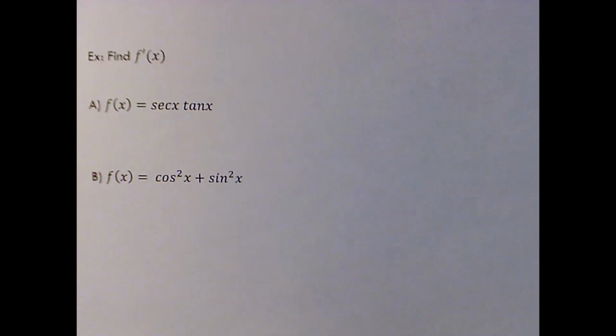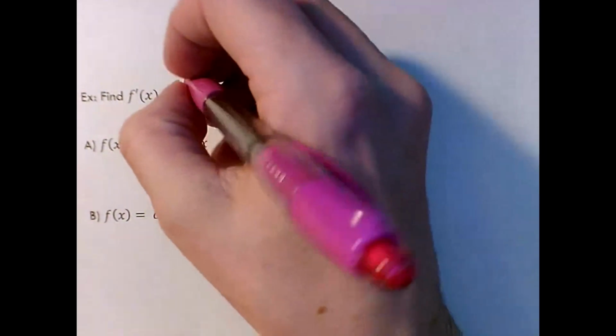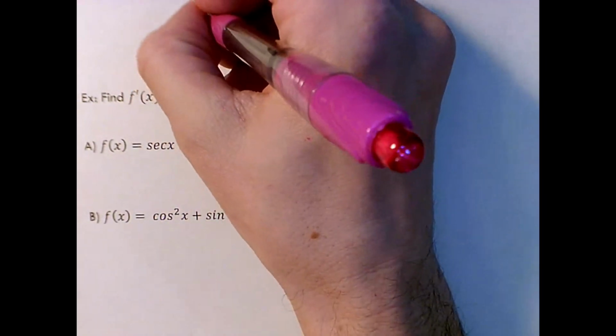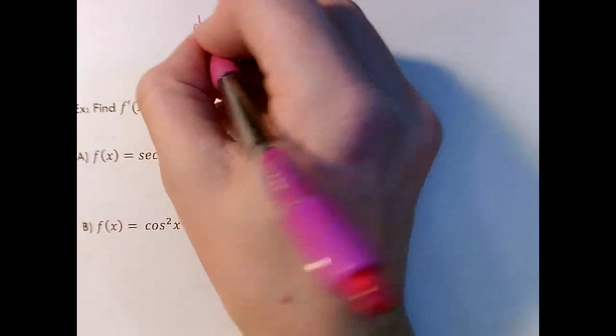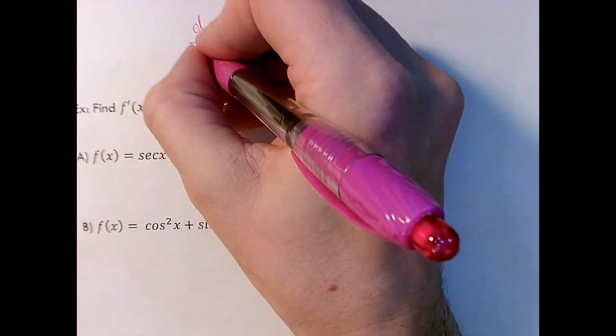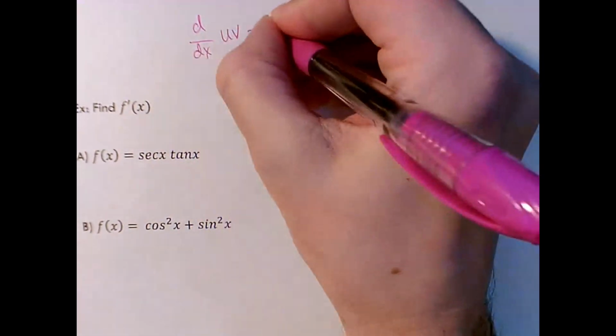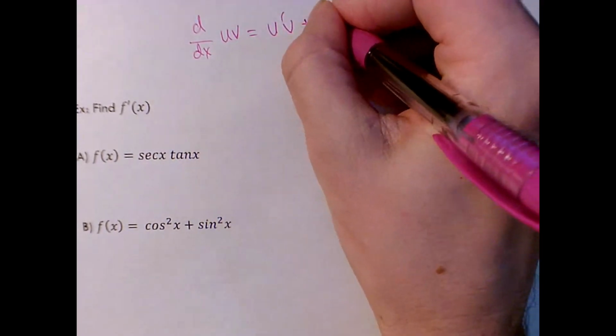Now let's take the rules that we just learned and do a product rule problem and then a double product rule problem. Oh boy, I can't wait. So the product rule: ddx of uv is going to equal u prime v plus v prime u.